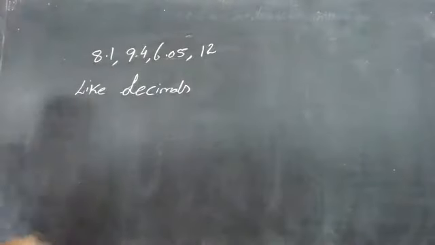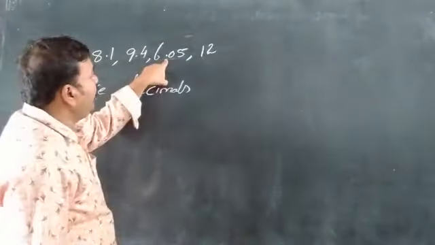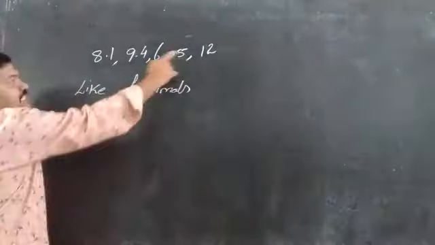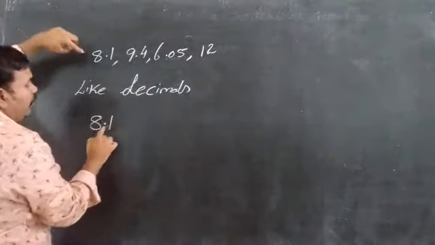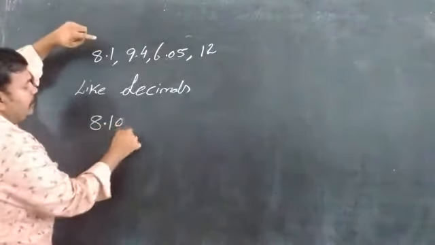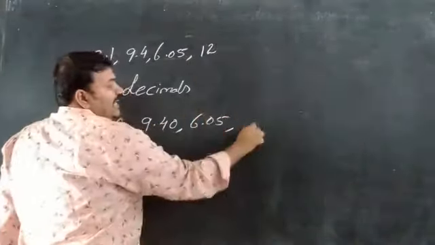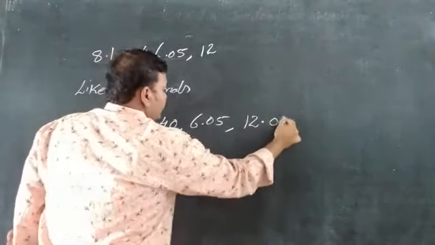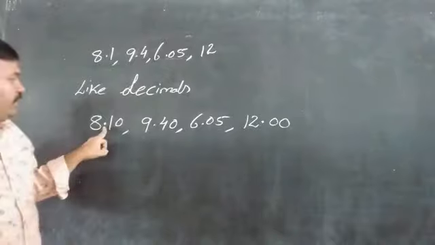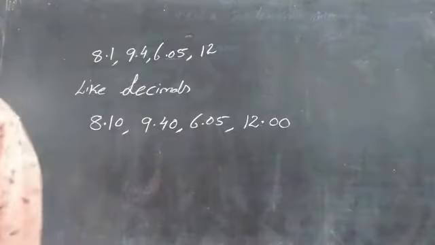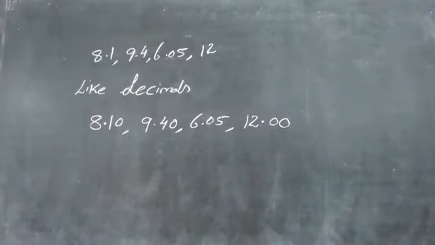Like decimals, how to write? First count the decimal places. After the point 1, after the point 1, after the point 2, that means the hundredths place is there. Make everything with the same places. 8.1 needs 2 places, so 8.10, 9.40, 6.05, and the last one is 12.00. This is called making like fractions. 2, 2, 2, 2, this is called like decimals. Making like decimals means after the point everything must be the same. If the places are not there, we keep zeros. This will give like decimals.